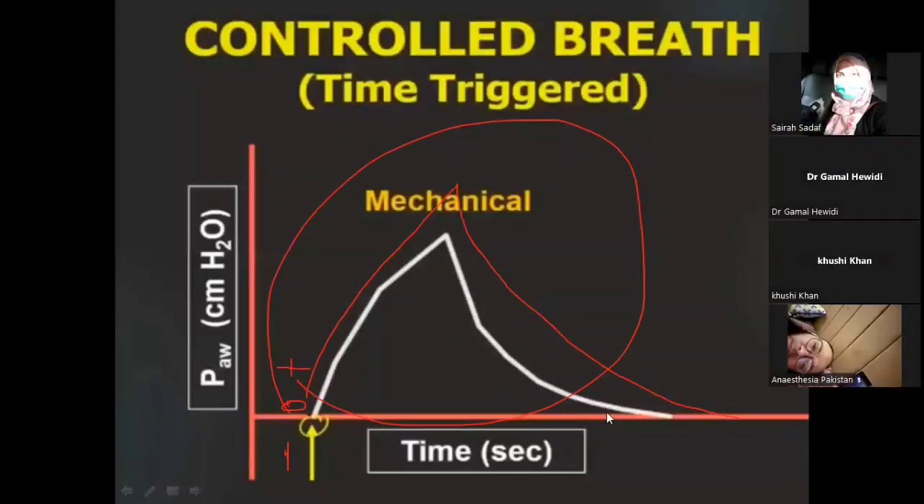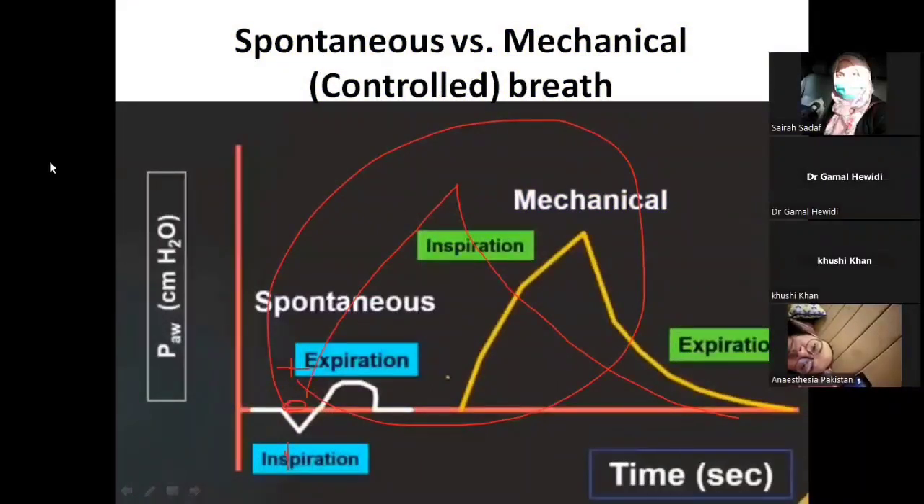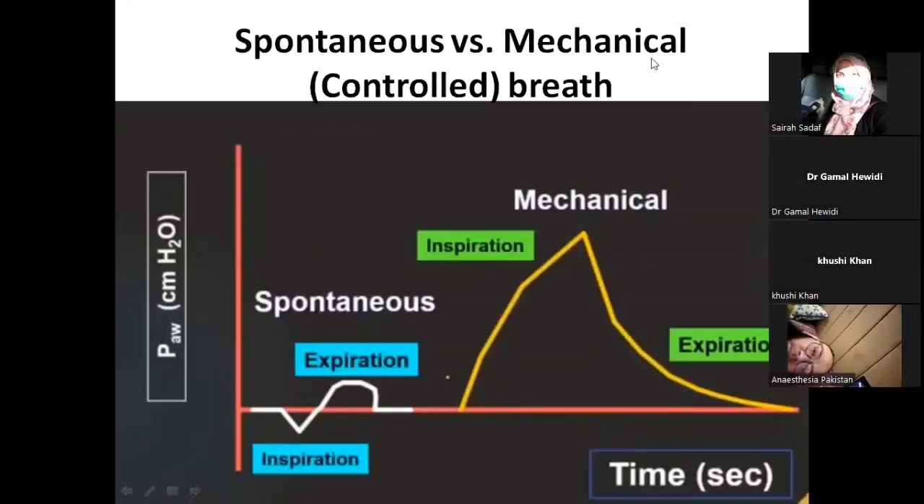Now, let's compare them both. If we compare the spontaneous breath with the mechanical, or you can say the ventilatory breath, you can see the very clear difference: a spontaneous breath will be with a negative deflection, and then it will go towards a positive one, while for the mechanical breath, the whole cycle will be positive. Inspiration as well as expiration, nothing will go down beyond this level. All right.